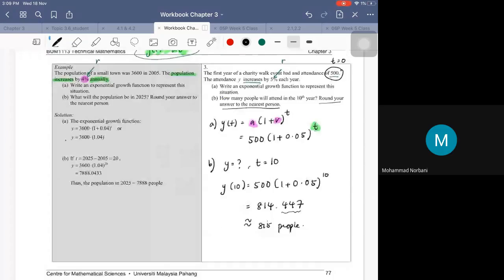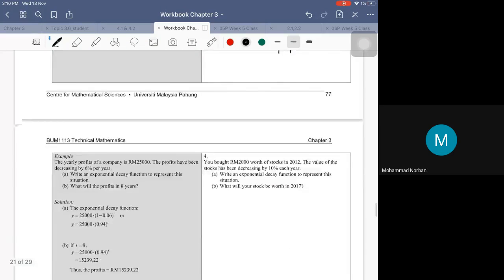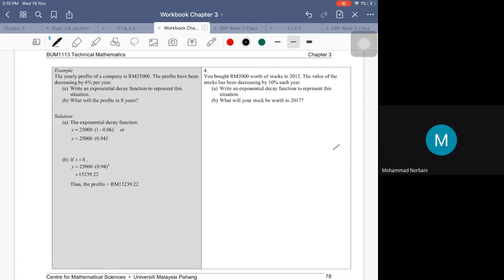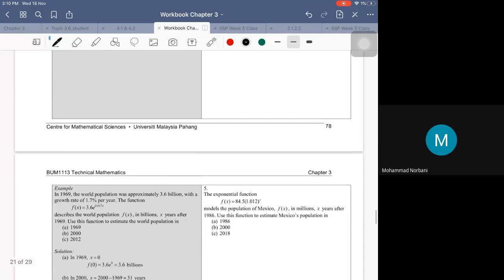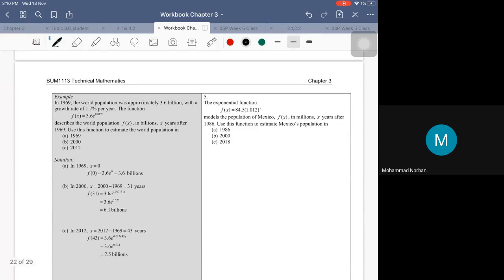Okay, so the idea is first you have to formulate the equation. So you kena cari apa dia nilai A and nilai R dalam soalan. And then you akan pakai balik equation you untuk cari whatever that the question asked you to do. So that will be the idea. Okay. And this will be pretty much the same, just in terms of decay. But the idea is still going to be exactly the same. Yang ni adalah menggunakan equation yang nombor 2.